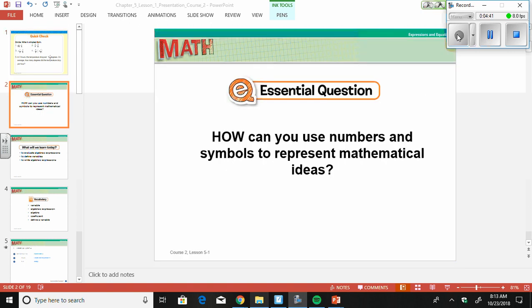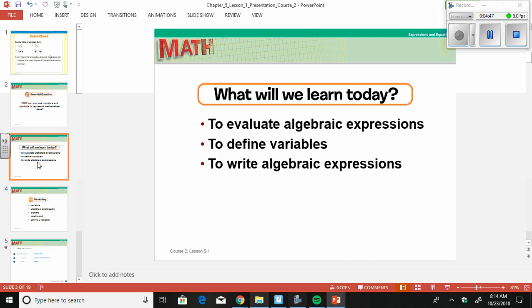How can you use numbers and symbols to represent mathematical ideas? That's what we want to think about as we go through this chapter. Today we're going to learn to evaluate algebraic expressions, to define variables, and to write algebraic expressions.